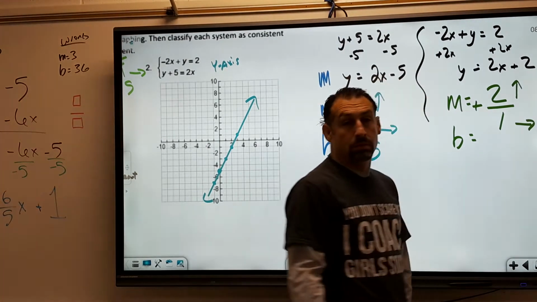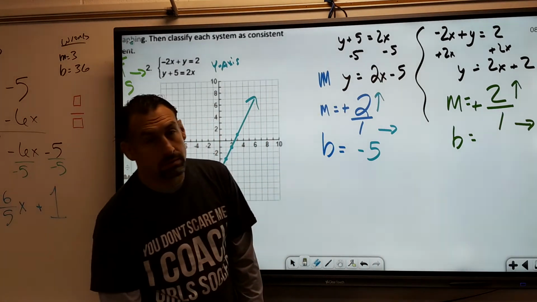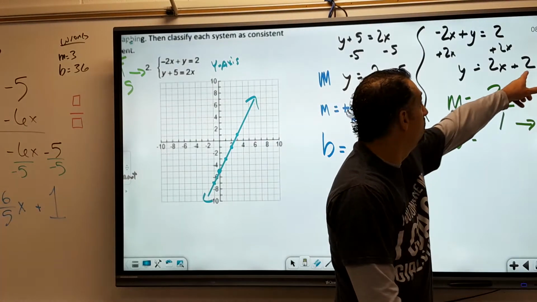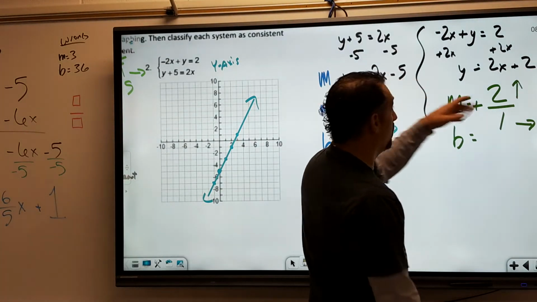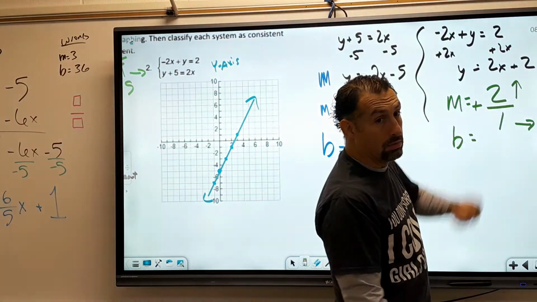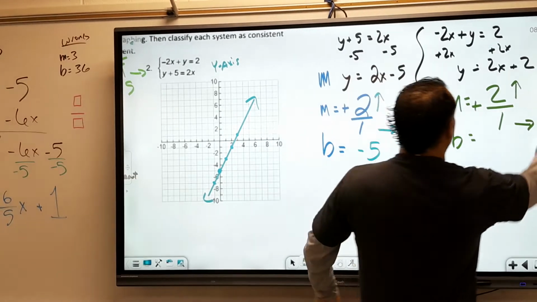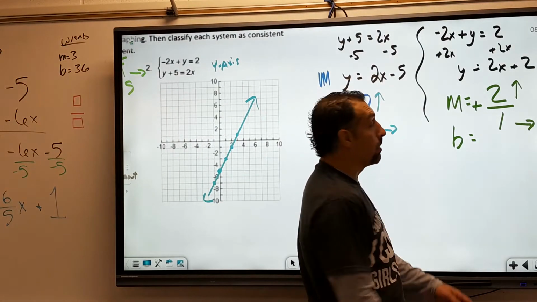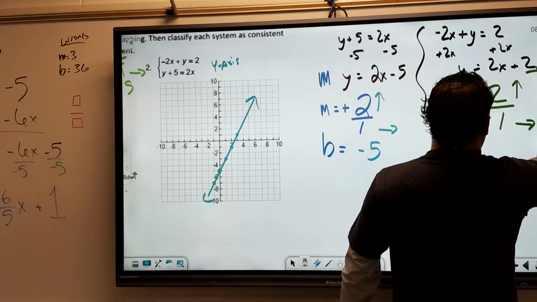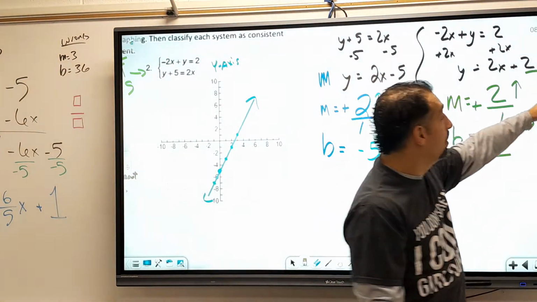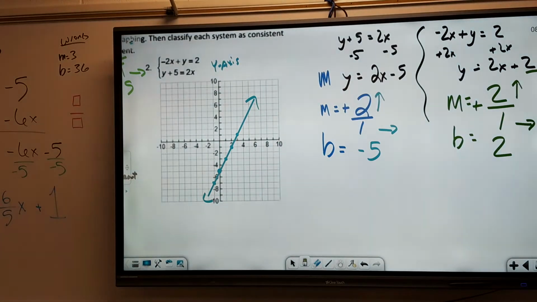What's the B value? 5. No, that was the other one. We're on this one. On this one, the B value is going to be 2. It's always the constant, the number without a letter. It's this one. So the slope was 2 and the B was 2. M, B.